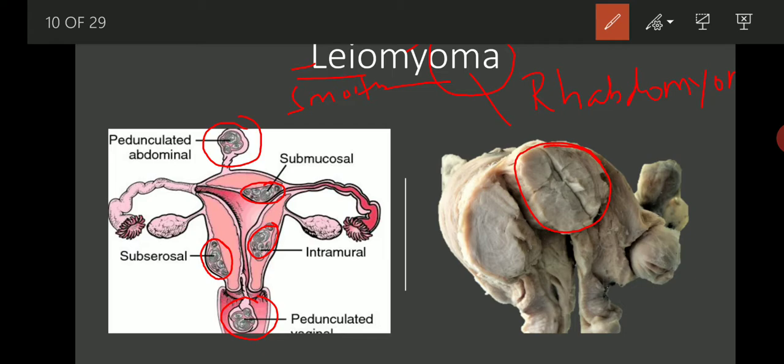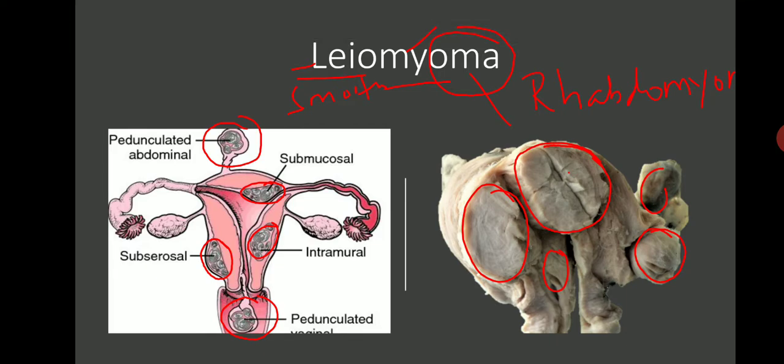And this is the gross picture of a uterus, and you see there are multiple leiomyomas. Some are subserosal, some are intramural, some are intramucosal, right? So a variety of leiomyomas are there in this specimen. Another thing you note is that when we have sliced this specimen, the leiomyomas have started protruding out. They have popped out of the cut surface.